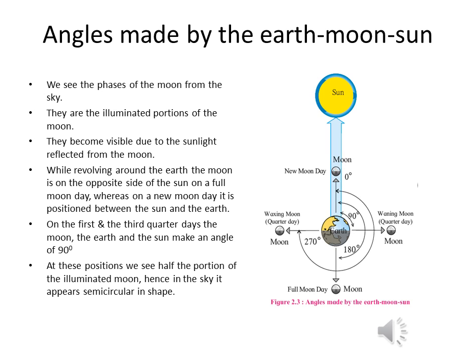On the first and the third quarter days, the Moon, the Earth, and the Sun make an angle of 90 degrees. At these positions, we see half the portion of the illuminated Moon. Hence, in the sky, it appears semicircular in shape.